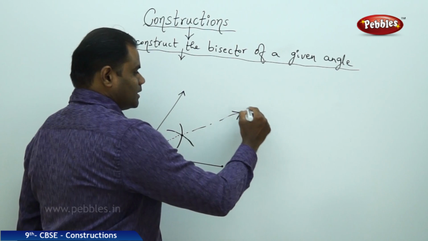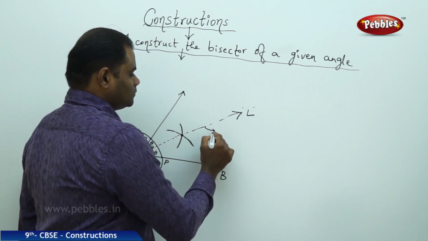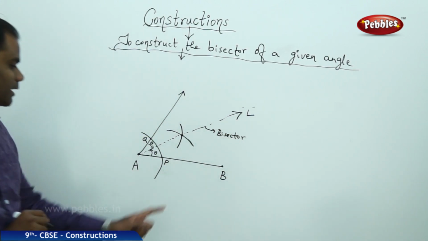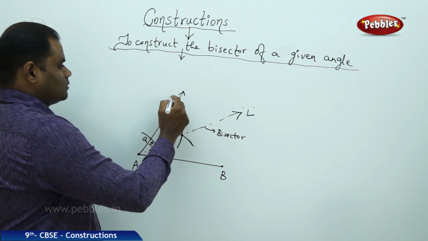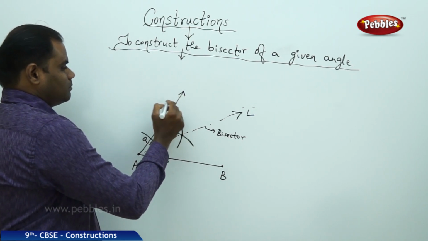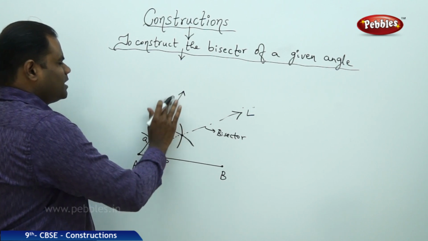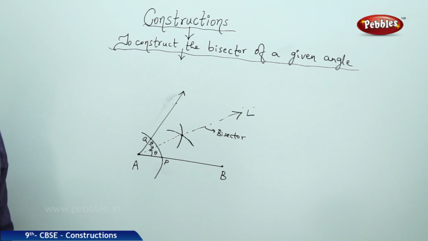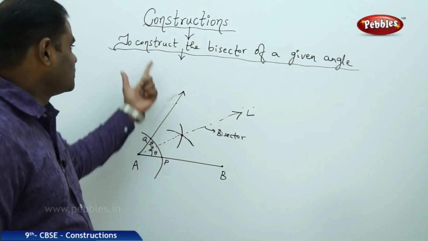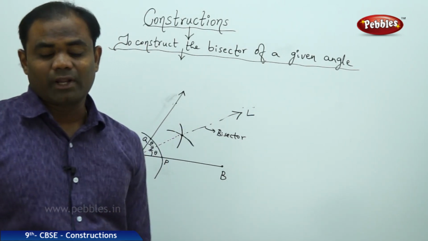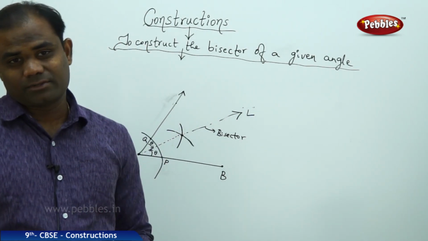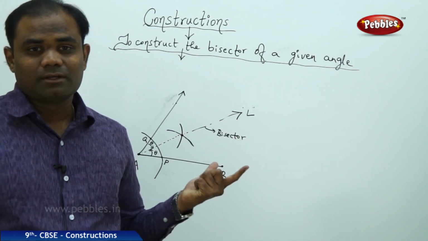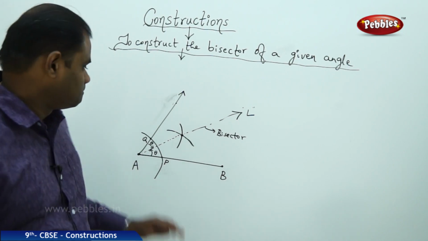Let me take this as L. This is the bisector of the angle BAM, or angle BAQ. So this is the bisector of angle BAQ as taken here. This is how we construct the bisector of a given angle. For any angle, the bisector can be constructed. So let's see each of the steps listed out in constructing the angular bisector AL.